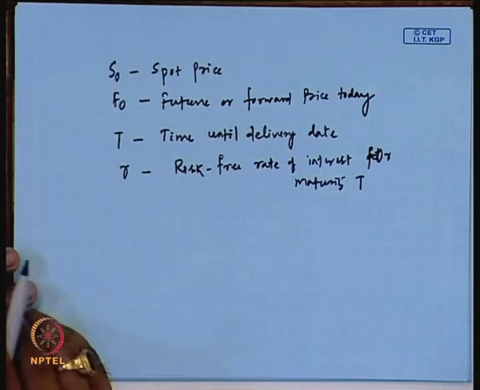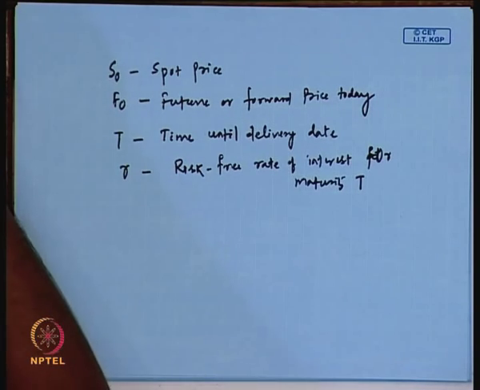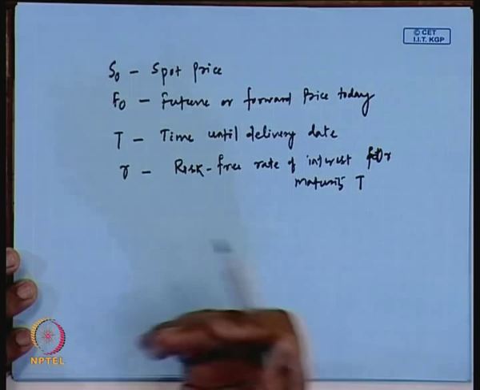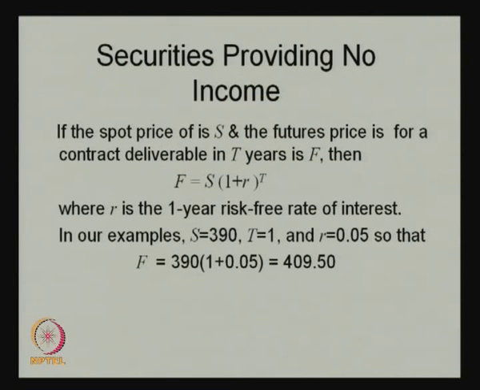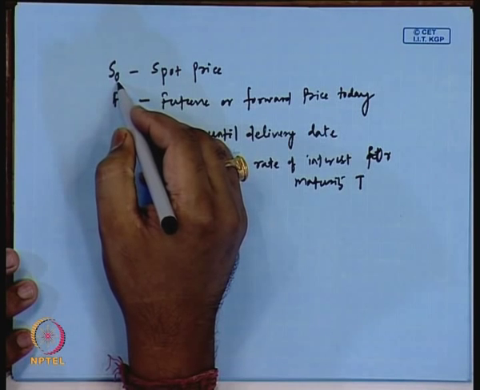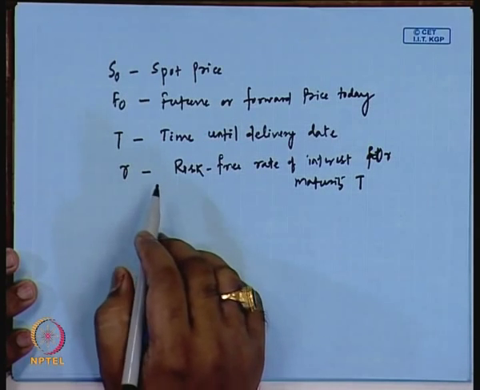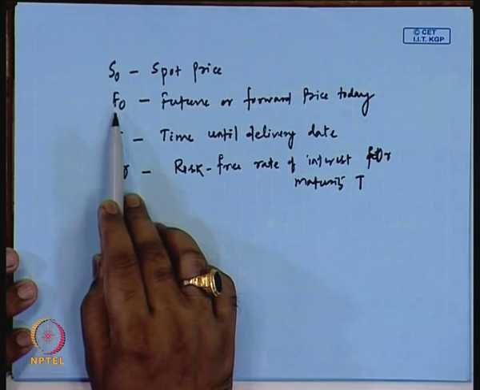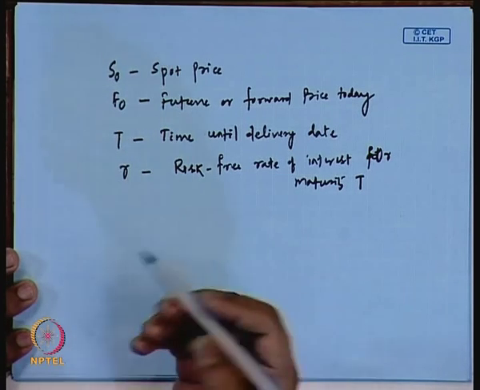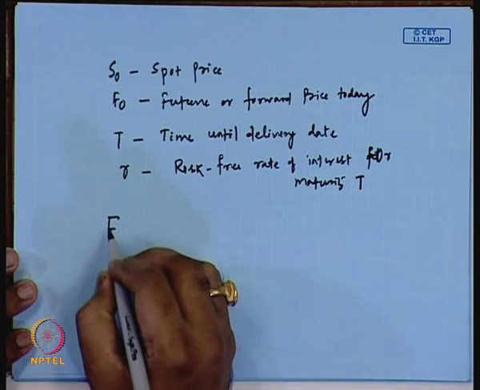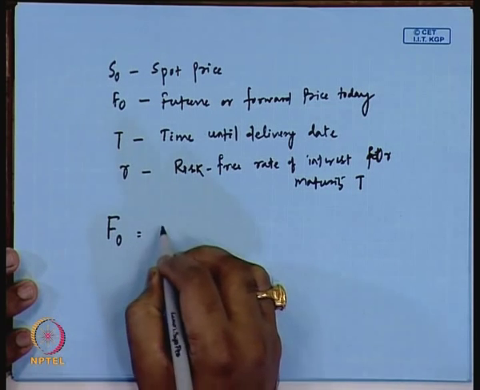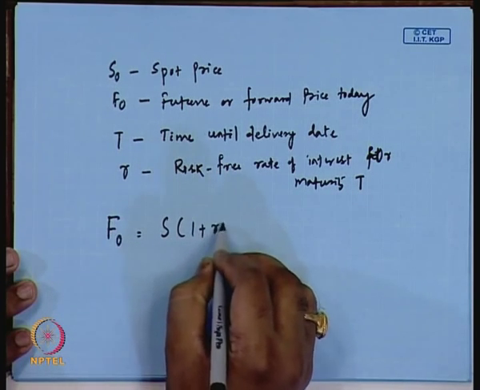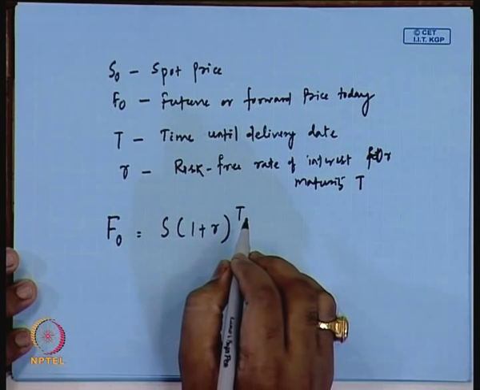For maturity T, what we have taken into account here. Then one by one, let us see how this particular pricing is done. Let the spot price be S, or we have taken it S0, and the future price for a contract delivery in T years is F, which we have taken as F0. Then how is this future price determined? It is basically F0 is equal to S into (1 plus R) to the power T.